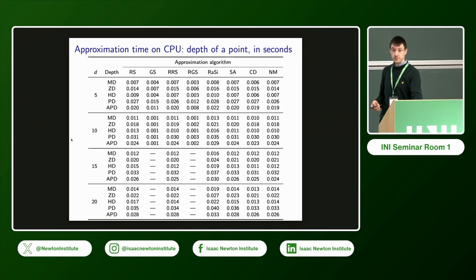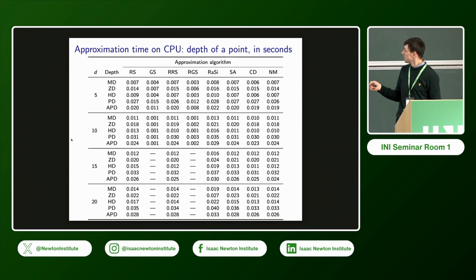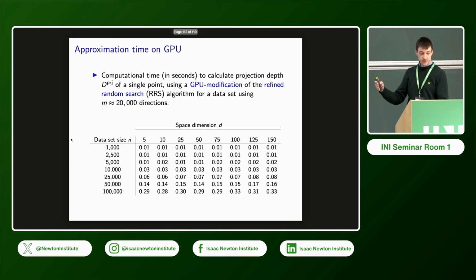And it happens fast, because we approximate, we use only 1000 directions. So this is 1000 points, 1000 directions in dimension 5, 10, 15, 20. So let's fix this value. For example, we can compute depths with some precision, believing it's good, in dimension 20 for 1000 points using 1000 directions in 0.03 seconds. If we now put it on GPU architecture, it will be even faster, right?